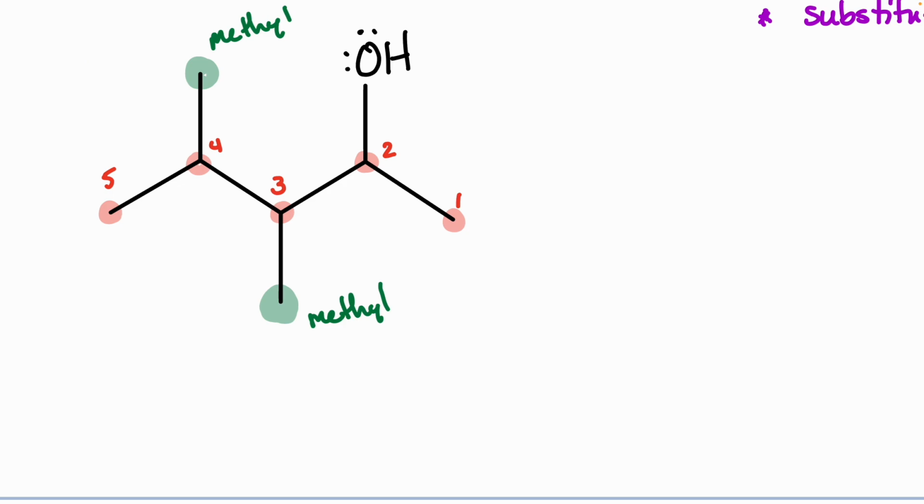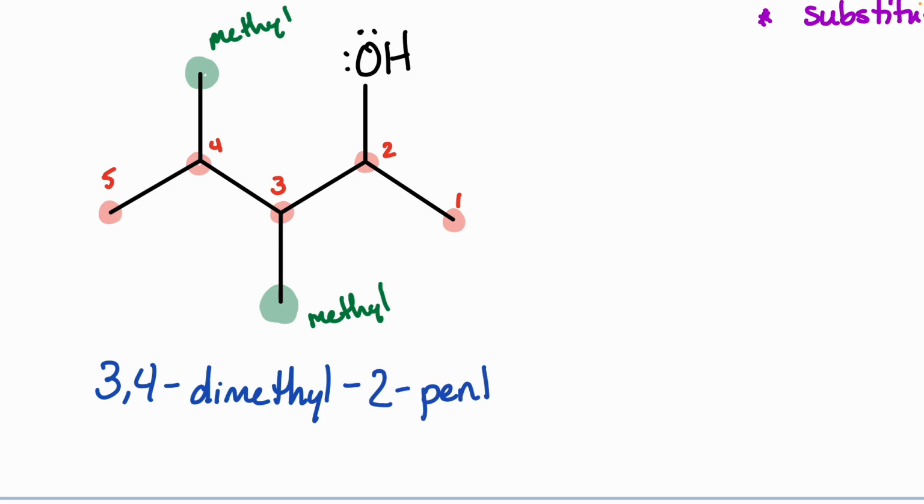Okay, and now I have two substituents that are identical. So what am I going to say in my name? Not just methyl, but dimethyl. Awesome, okay. And again, I still have to put the location of both of those. So this would be 3,4-dimethyl. What is it? 2-pentanol.